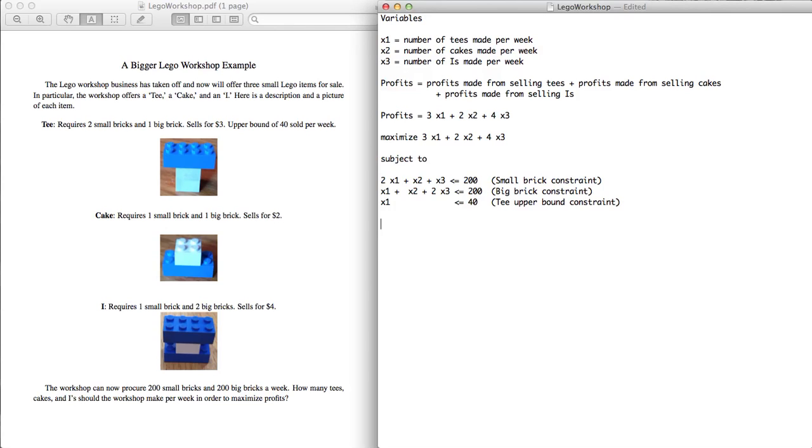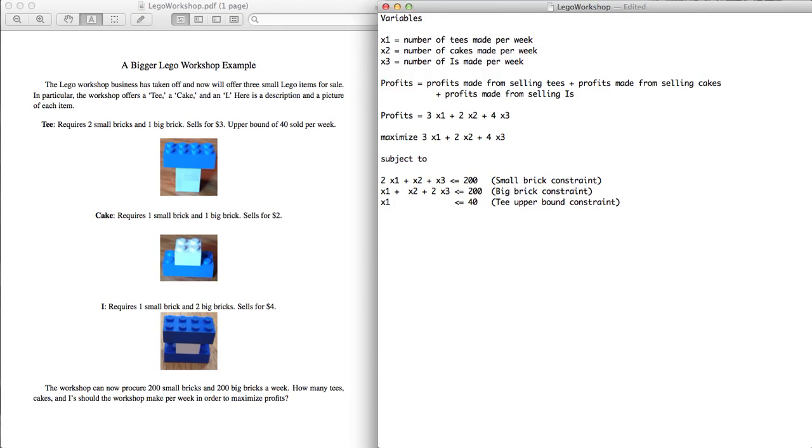The one thing that we need to make sure we also include in formulating a linear program, especially in these examples, is any sort of non-negativity restrictions on the variables. And so we can't make a negative number of t's, cakes, or i's. What would happen if we forgot the non-negativity restrictions on these variables is we could run into a situation where we are generating resources that we don't have available to us.